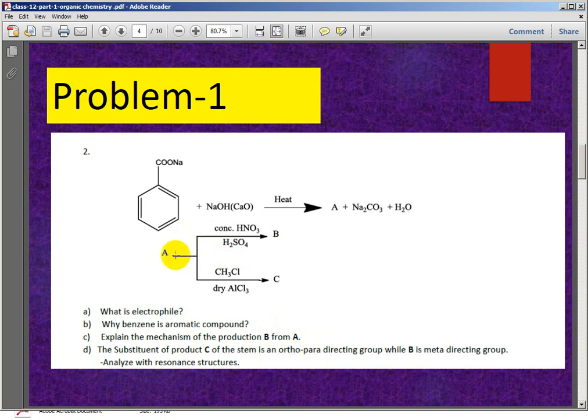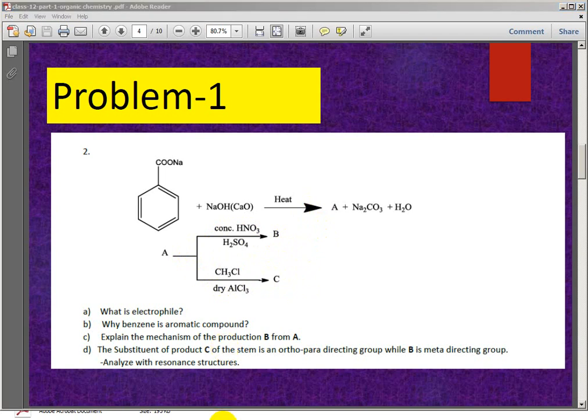When benzene reacts with concentrated nitric acid and sulfuric acid, this process is called nitration. When nitration occurs, nitrobenzene is formed. A nitro group is added to benzene. Nitrobenzene, I am showing this. And when an alkyl group is added to benzene, this is called alkylation.